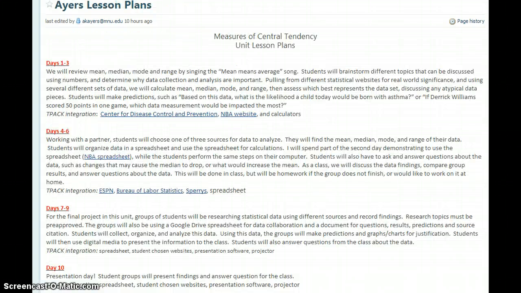My lesson plans are broken up into 3 instructional sections. Days 1 through 3 is modeling. Days 4, 5, and 6 are guided practice. And 7, 8, and 9 are the independent practice. Day 10 is the presentation day where the students will present their findings and answer questions for the class.